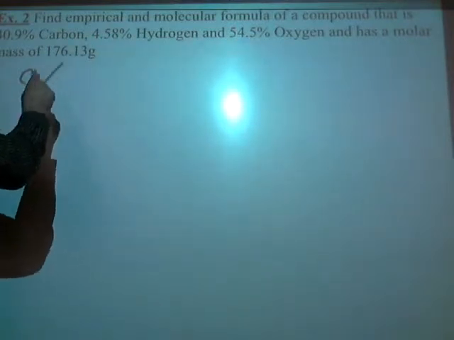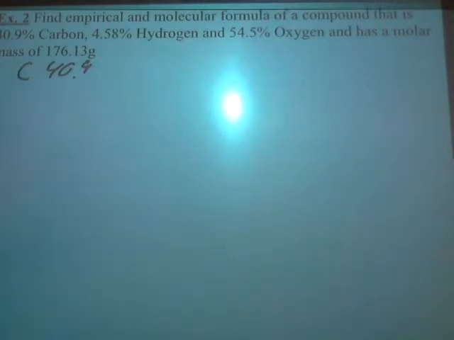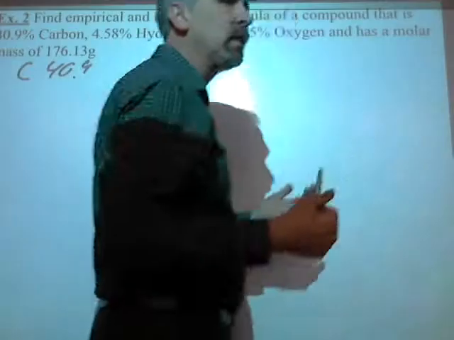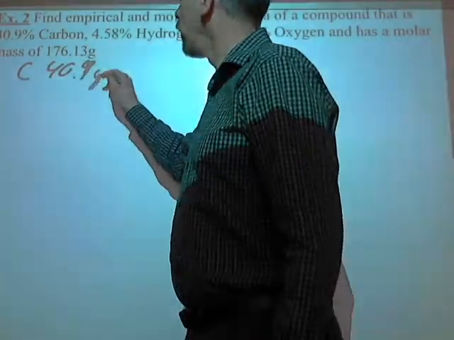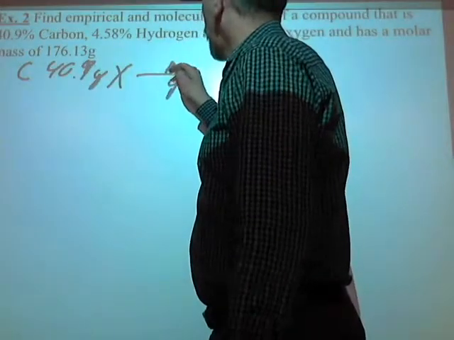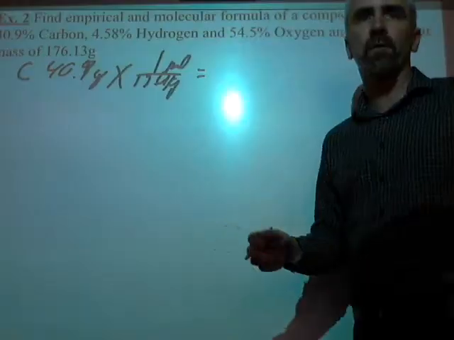And for carbon, we have 40.9%. First of all, don't let that percent screw you. All right, 40.9%, I can assume any sample size. Why not assume 100 grams? Because what's 40.9% of 100 grams? 40.9 grams. Convert that to moles. Grams at the bottom, moles at the top, 12.011. Do the math for that for me, Jared.